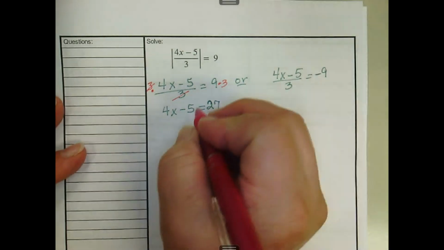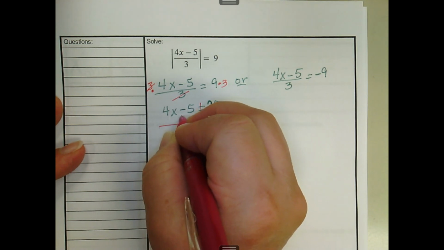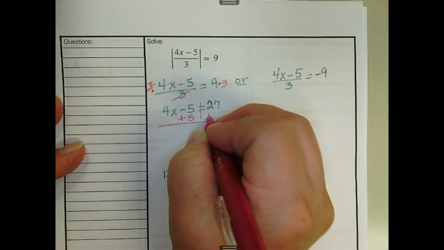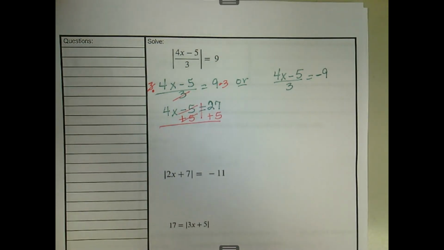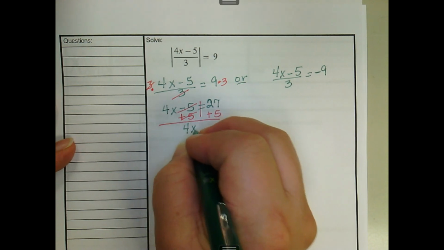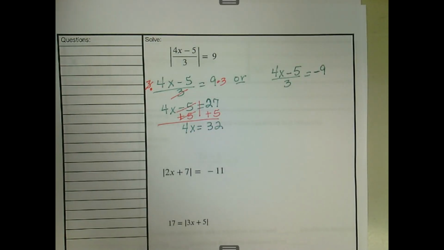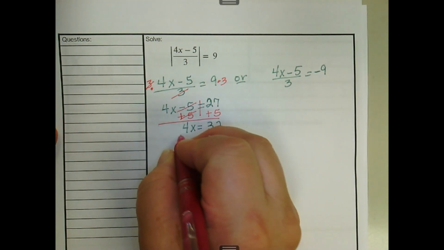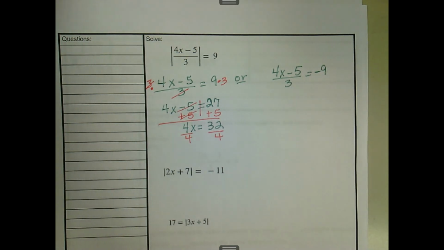Now I'm ready to start moving from side to side. I've subtracted 5. I need to add 5 to both sides. Negative 5 plus 5 is 0. I've zeroed it out on one side. 4x is equal to 32. Last step, divide by 4. And x is equal to 8.